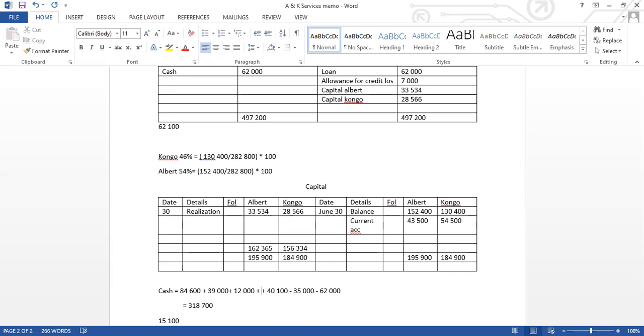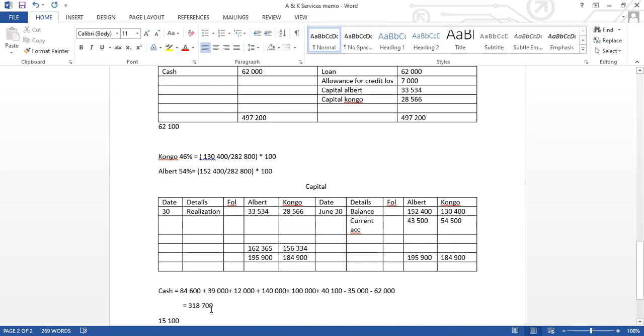and then we are told that we also received another 140,000 and another 100,000. And then we also were told that we received another 40,100 for our accounts receivables. And then we paid our accounts payables in full of 35,000. And then we also paid back the loan of 62,000.